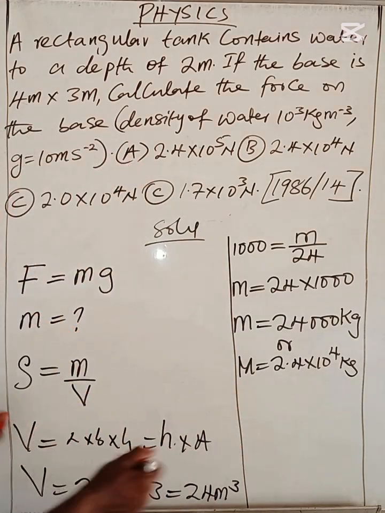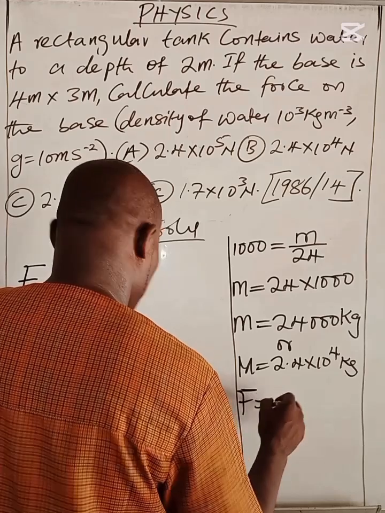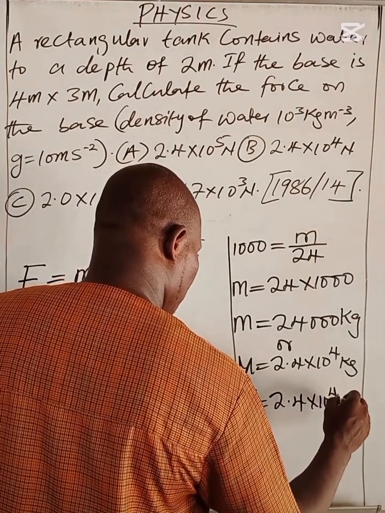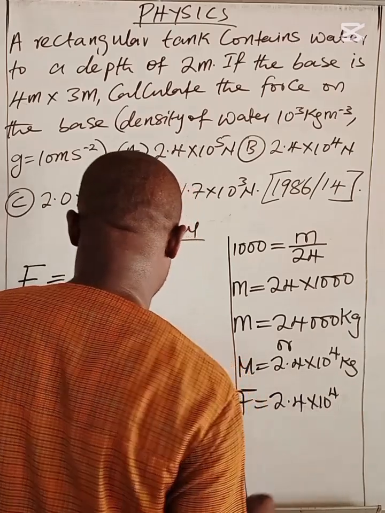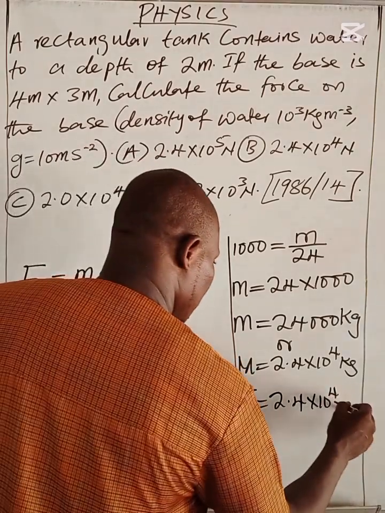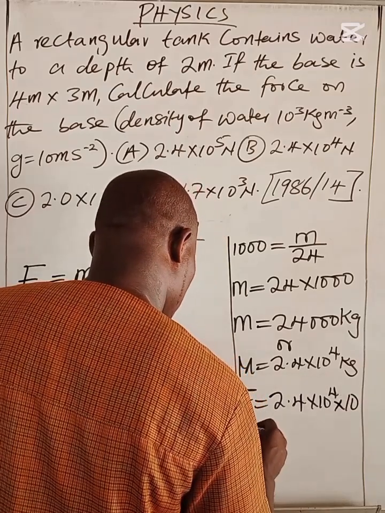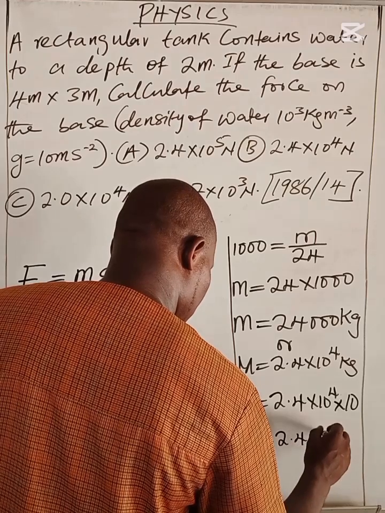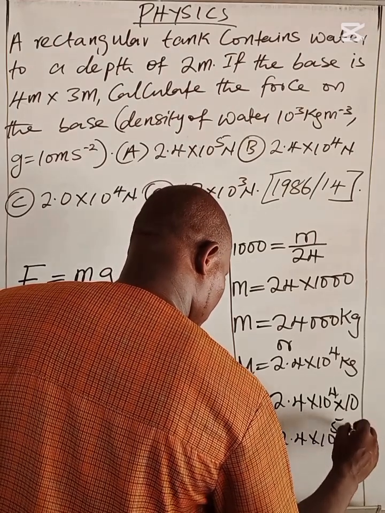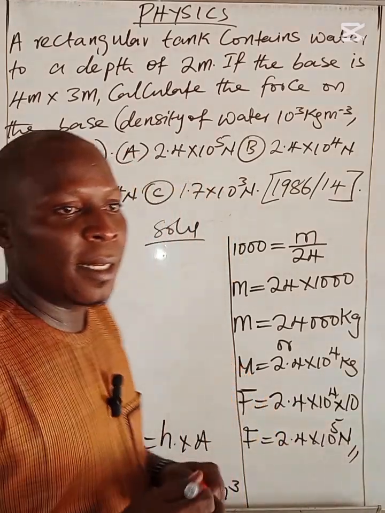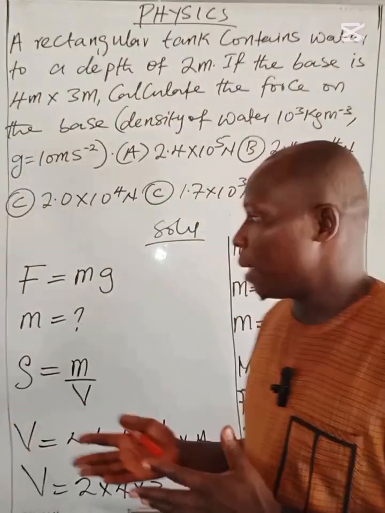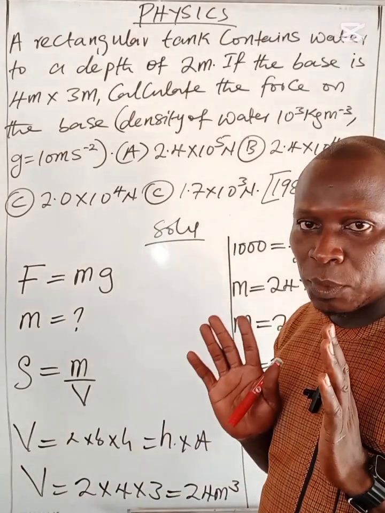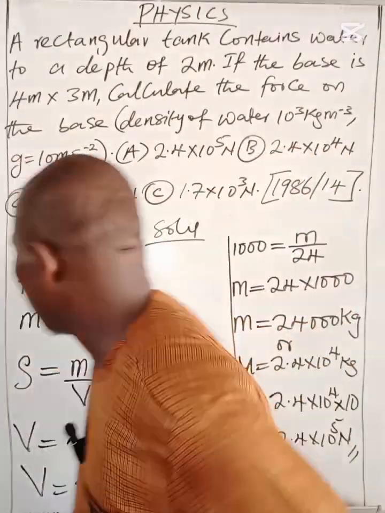The next thing is to find the force. Force now becomes equal to mass, which is 2.4 times 10 raised to power 4 kg, times the acceleration due to gravity, which is 10. So this gives us F equal to 2.4 times 10 raised to power 5 Newton as our answer. So this is one way to solve the problem, but this is a long method. To do the shortcut, that's what I'm going to do now.